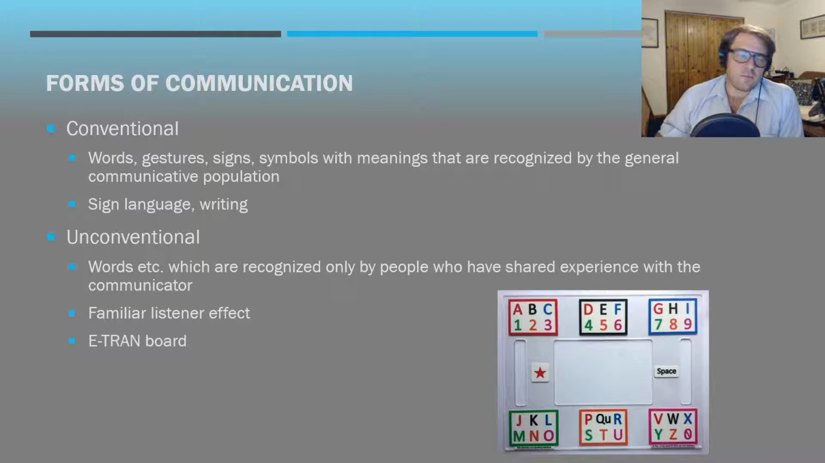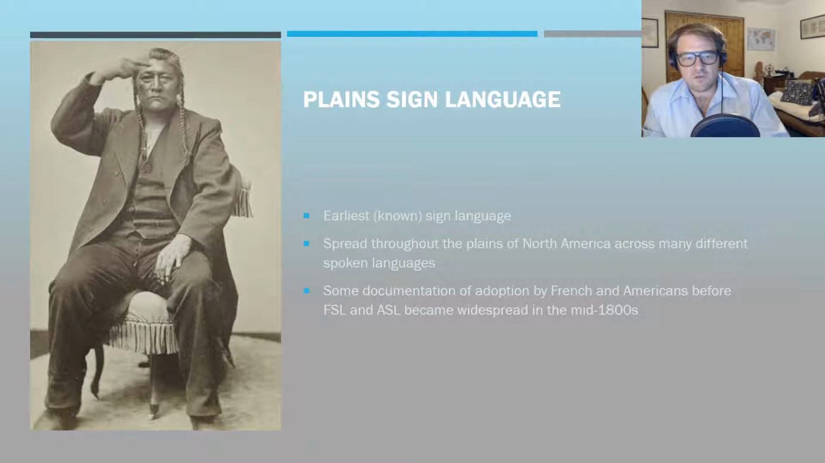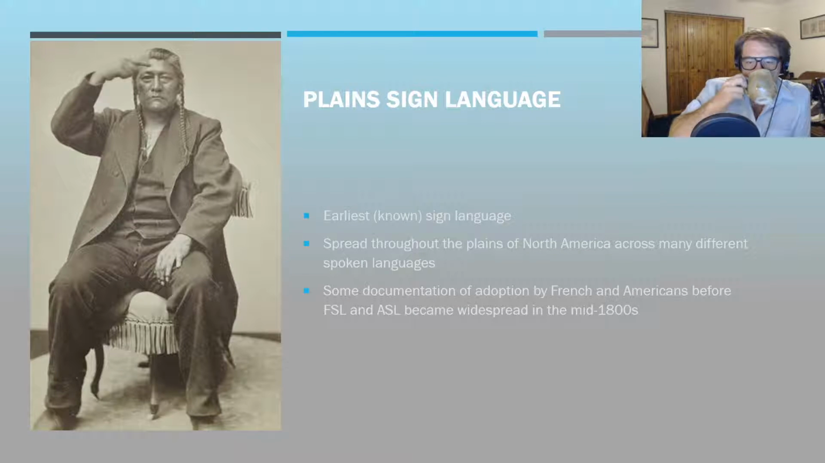Writing, pictorial communication, things like that, with the right group who already knows these are conventional forms of communication. So, like we mentioned here, sign language is one form of communication. And so this is when I get to talk a little bit about history.